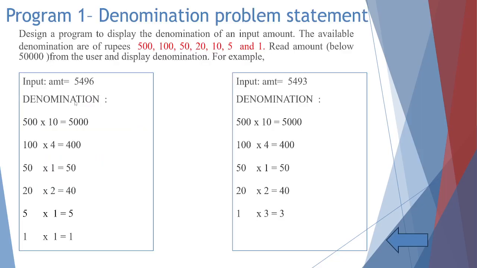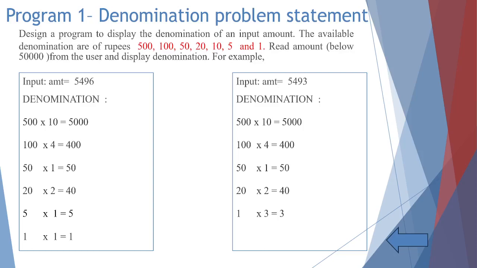Denomination program. The problem statement says design a program to display the denomination of an input amount. The available denominations are 500, 100, 50, 20, 10, 5 and 1 rupee notes or 1 rupee coin. Now read an amount below 50,000 from the user and display the denomination.